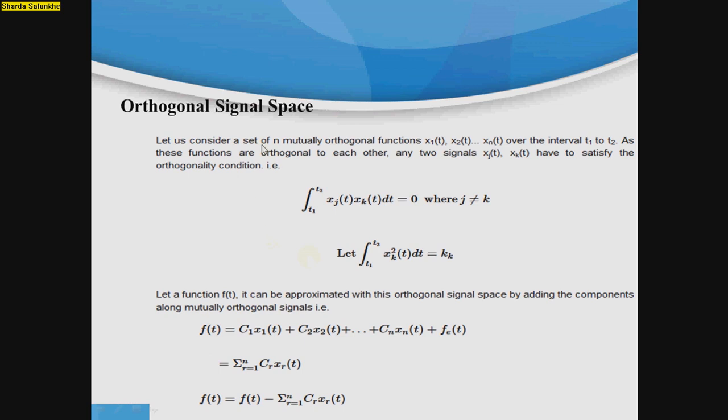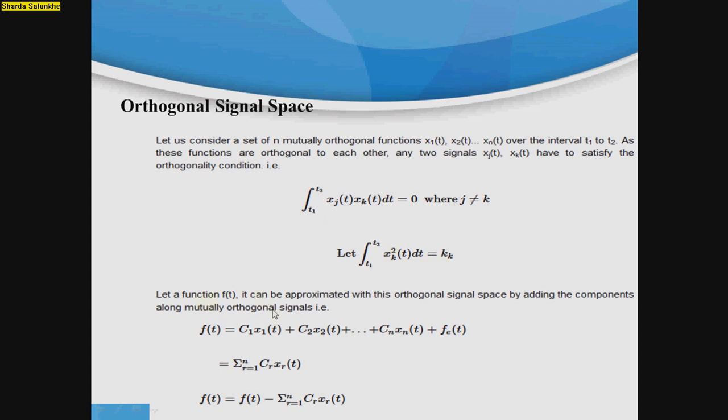Orthogonal signal space. Let us consider a set of n mutually orthogonal functions x1(t), x2(t) up to xn(t) over the interval t1 to t2. As these functions are orthogonal to each other, any two signals xj(t) and xk(t) have to satisfy the orthogonal condition, that is, the integration over the period t1 to t2 of xj(t) xk(t) dt is equal to 0, where j is not equal to k. Let the integration over the period t1 to t2 of xk square(t) dt be equal to kk.